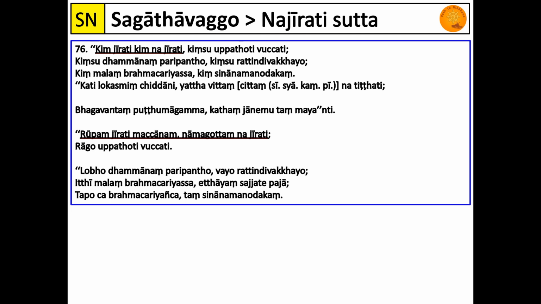Rupan jirati. Namagottan najirati. So he is saying in here, in the Thripitaka itself, that it does not change. It does not depreciate. It will stay. It will stay permanent. So what are namagotra?